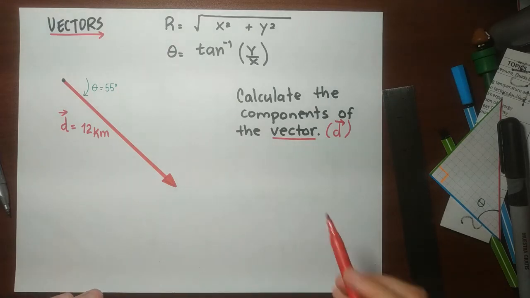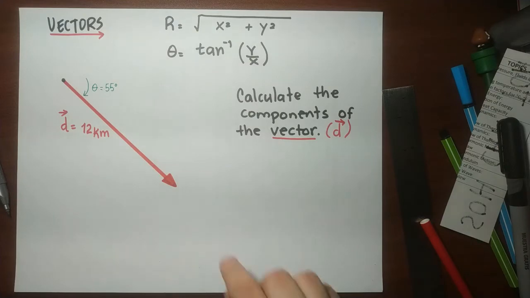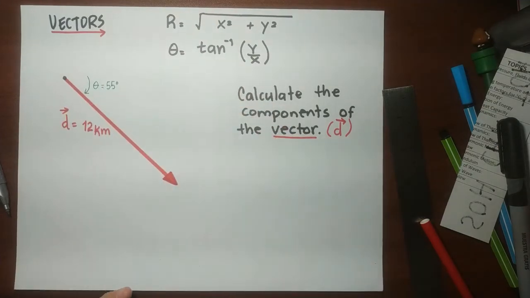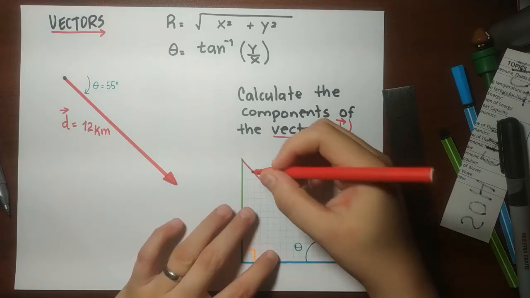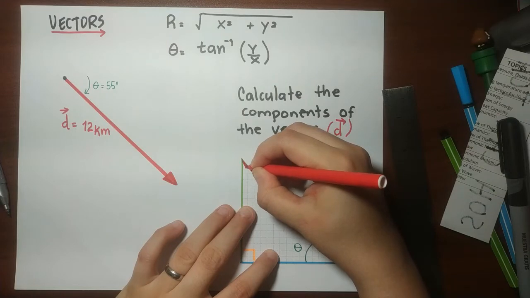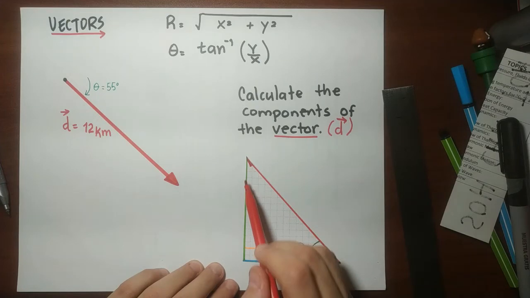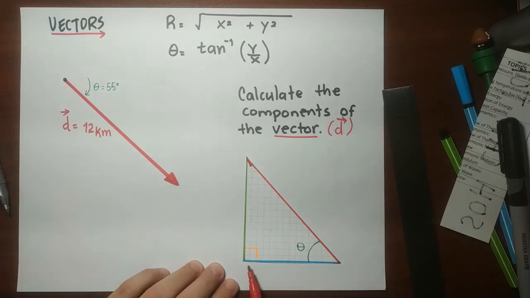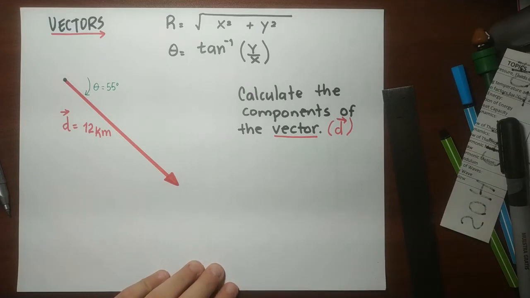Now the instruction is calculate the components of the vector. So calculate the components means that you tell me what you have to complete the triangle. Example here, let's say my hypotenuse is the vector and it has that direction, okay? So my components are the green side and the blue leg. So this is what I'm going to get here, the blue and the green legs. How do I get it?